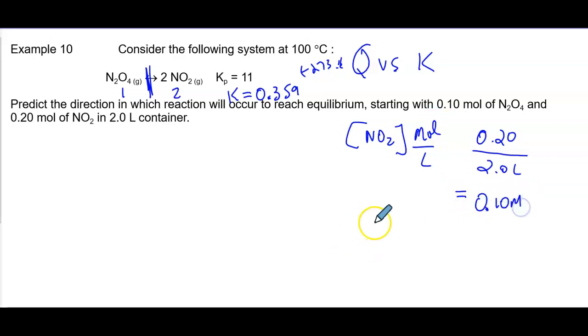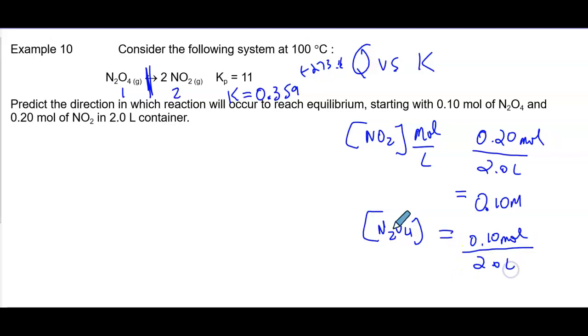0.10 molar. We're also going to calculate the concentration of N2O4. Why are we worried about concentration? Remember, we're doing K or Q. A K or Q must have moles over liter. So we're going to take 0.10 moles, I should have put moles up here, my mistake, over 2.0 liters. So 0.1 divided by 2 is 0.05 molar. Okay, so now we can set up our Q.